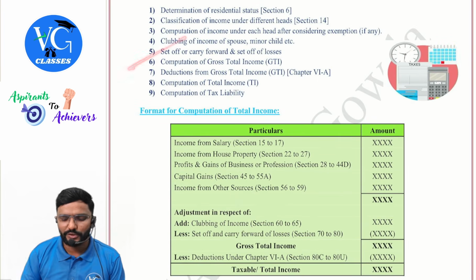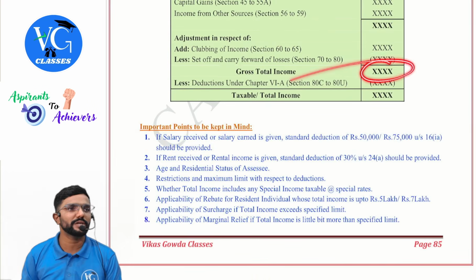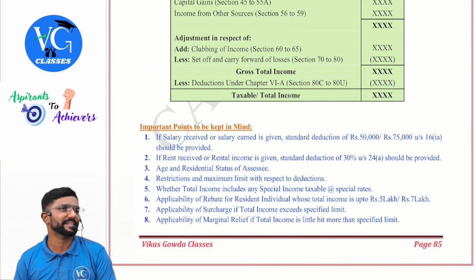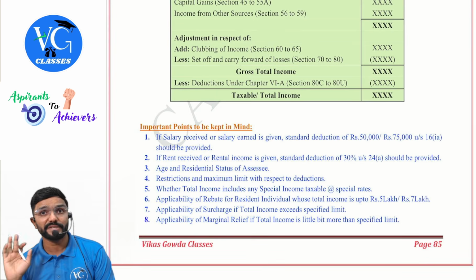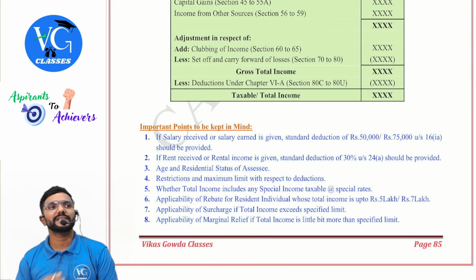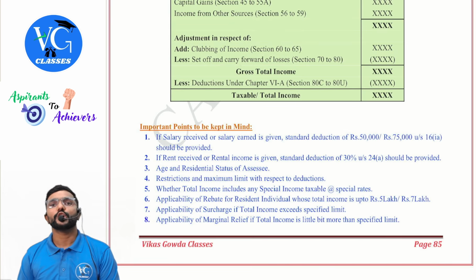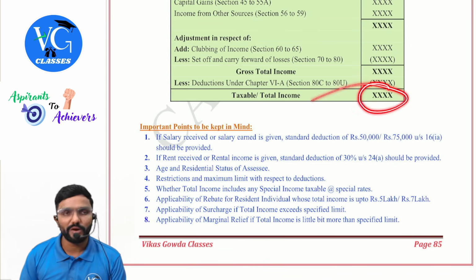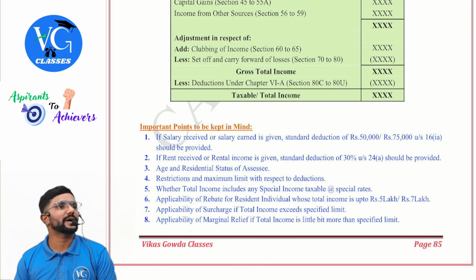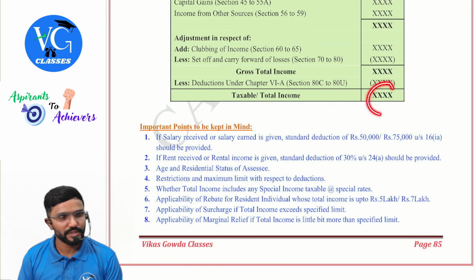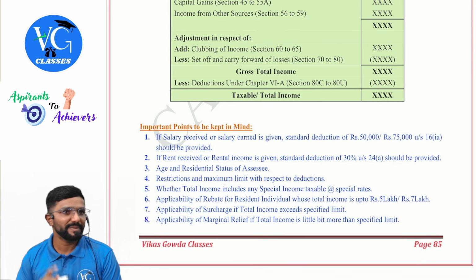Then computation of gross total income. After doing all this, you will get gross total income. From gross total income, you can claim chapter 6A deduction and also 10AA deduction. 10AA is not a part of chapter 6A. Okay, but both the deductions you can claim from gross total income. But the deductions can never be more than gross total income, guys. So once you do all this, you will get the figure called total income or taxable income. You are supposed to calculate tax on this. Clear? But please be careful, guys.